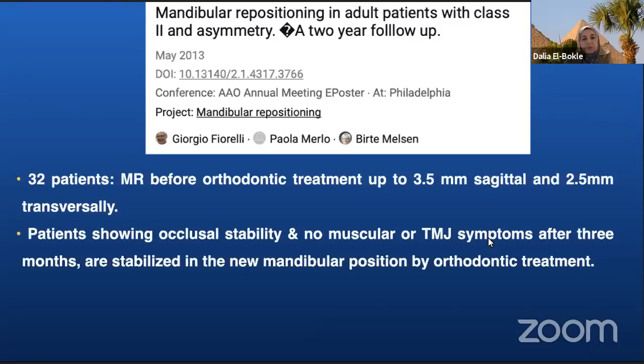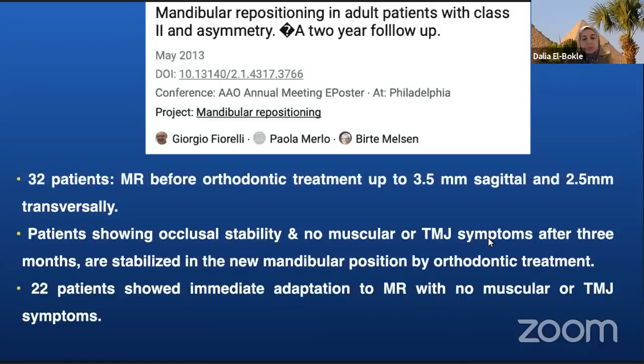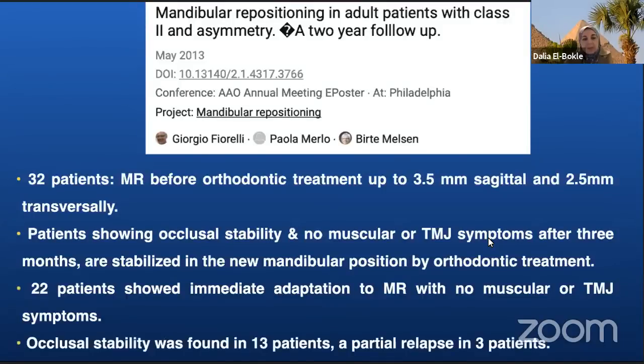The patients who showed occlusal stability and no muscular or TMJ symptoms after 3 months were stabilized in the new mandibular position by orthodontic treatment. 22 patients showed immediate adaptation to mandibular repositioning with no muscular or TMJ symptoms, and occlusal stability was found in 13 patients, and they reported a partial relapse in 3 patients. So this shows us how we can use bite turbos or disarticulation for cases that have asymmetry prior to orthodontic treatment.